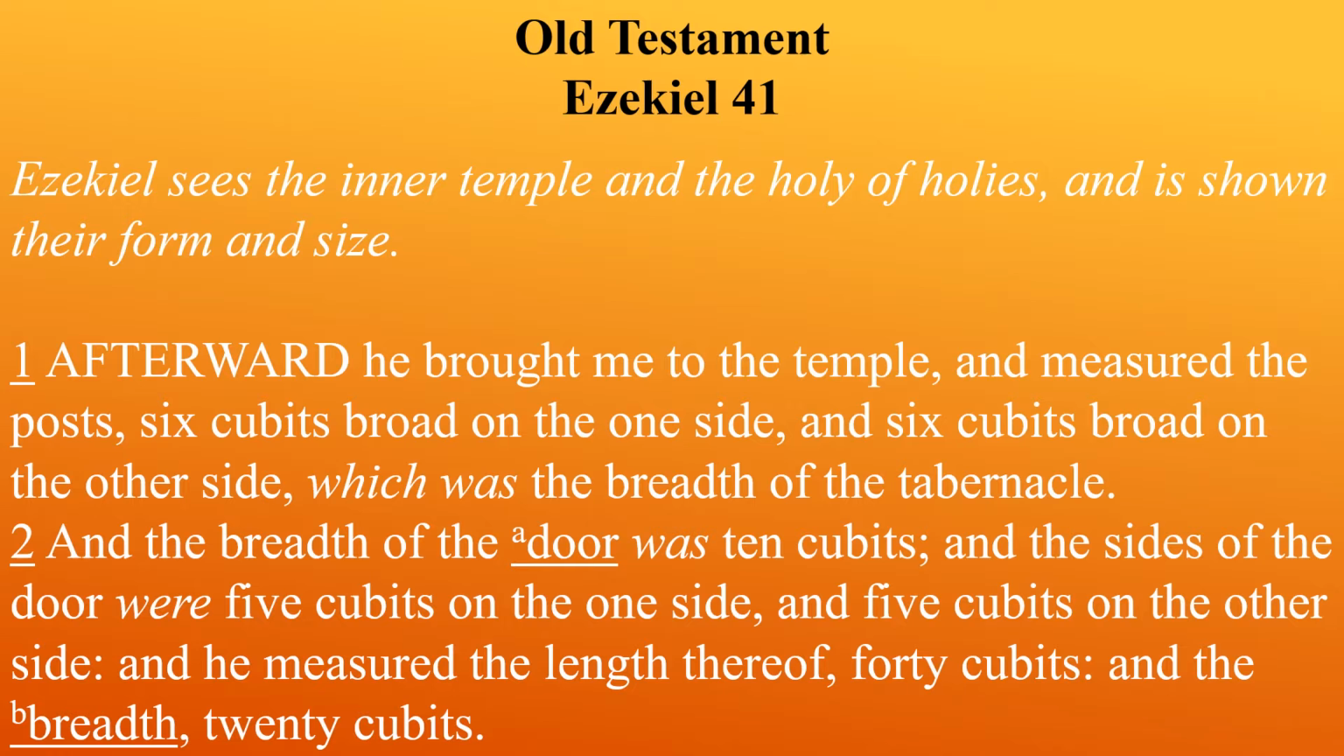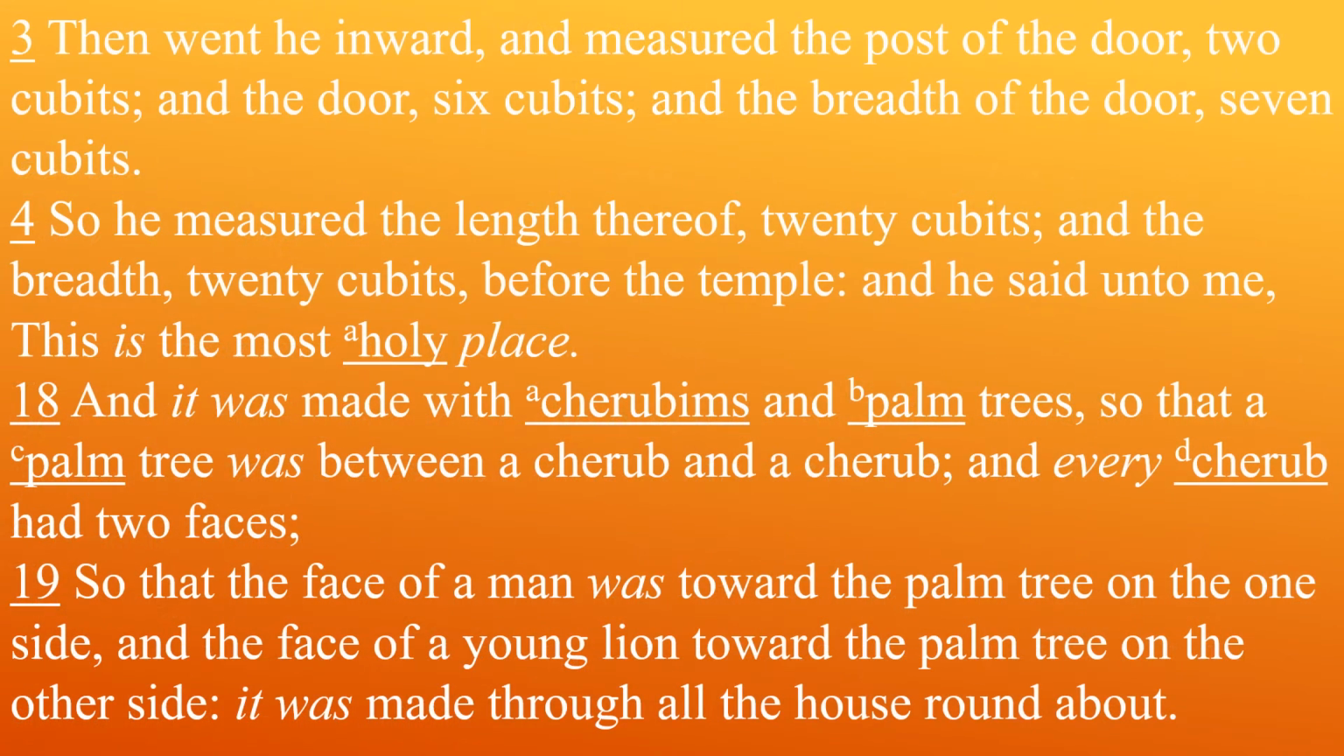And the breadth of the door was 10 cubits, and the sides of the door were 5 cubits on the one side and 5 cubits on the other side. And he measured the length thereof 40 cubits, and the breadth 20 cubits. Then went he inward and measured the post of the door 2 cubits, and the door 6 cubits, and the breadth of the door 7 cubits. So he measured the length thereof 20 cubits, and the breadth 20 cubits before the temple. And he said unto me, This is the most holy place.